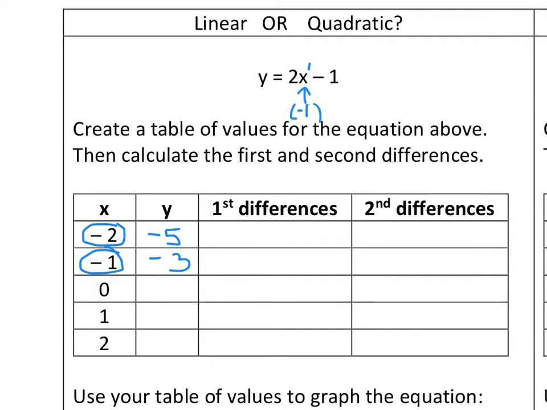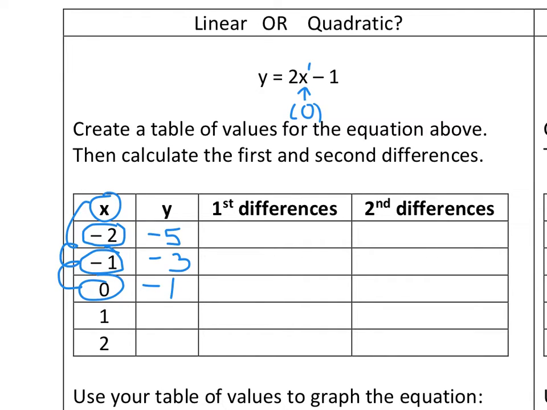Now we'll replace x with a 0. See what we're doing here? We're just going through the list, the table of values. We're replacing the x value with what it says x is. x is -2, -1, 0. And now in our equation, we're putting in that 0. So 2 times 0 is 0. 0 minus 1 is -1. And then we'll write out what the output is, what the y is.